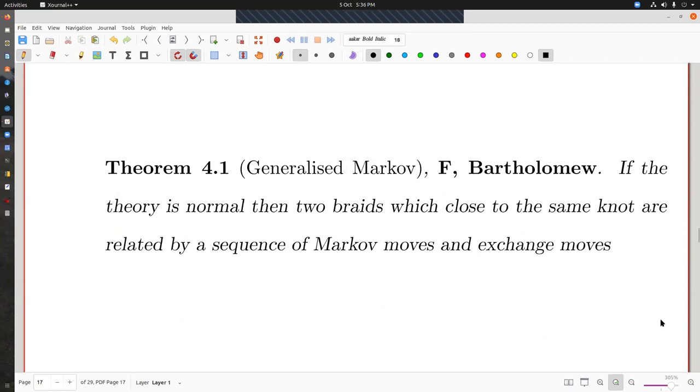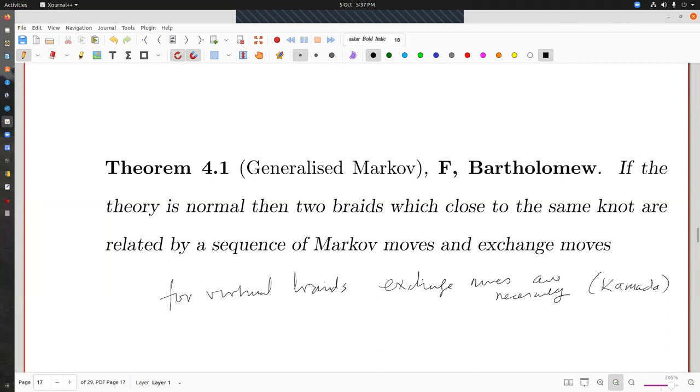And I think I can write down here, so for virtual braids, exchange moves are necessary. That's due to Seiichi Kamada. And he has an example and an invariant which shows that this is necessary.